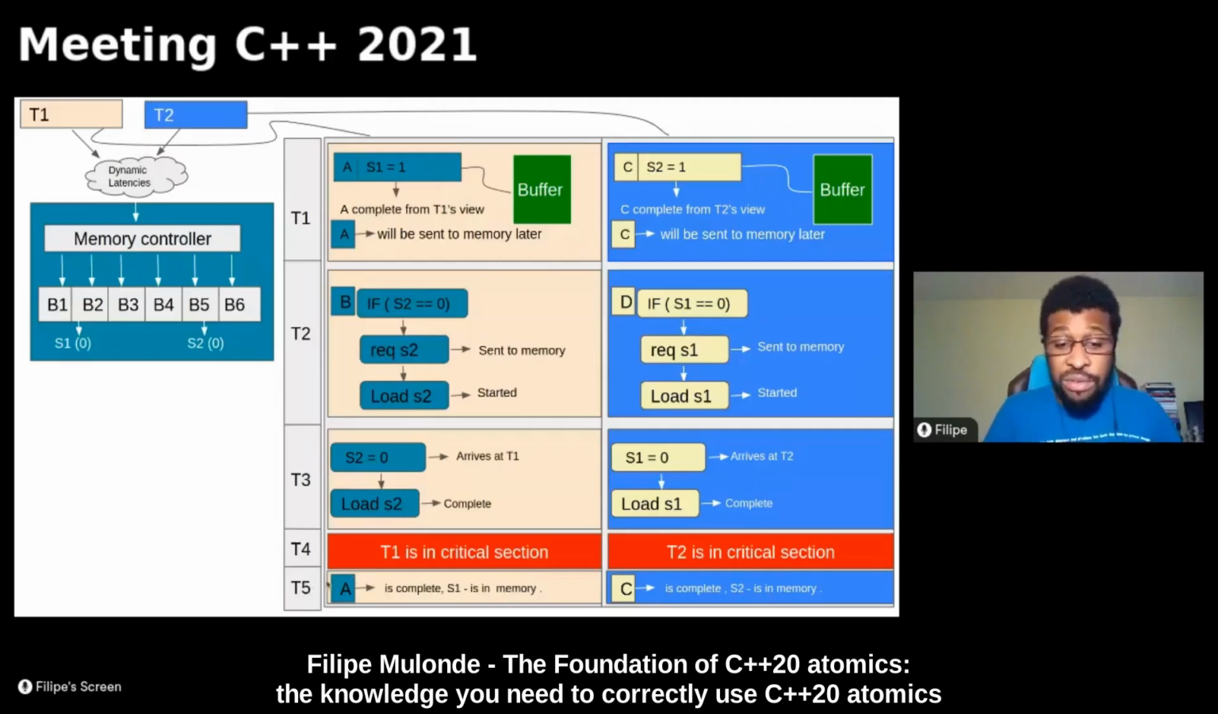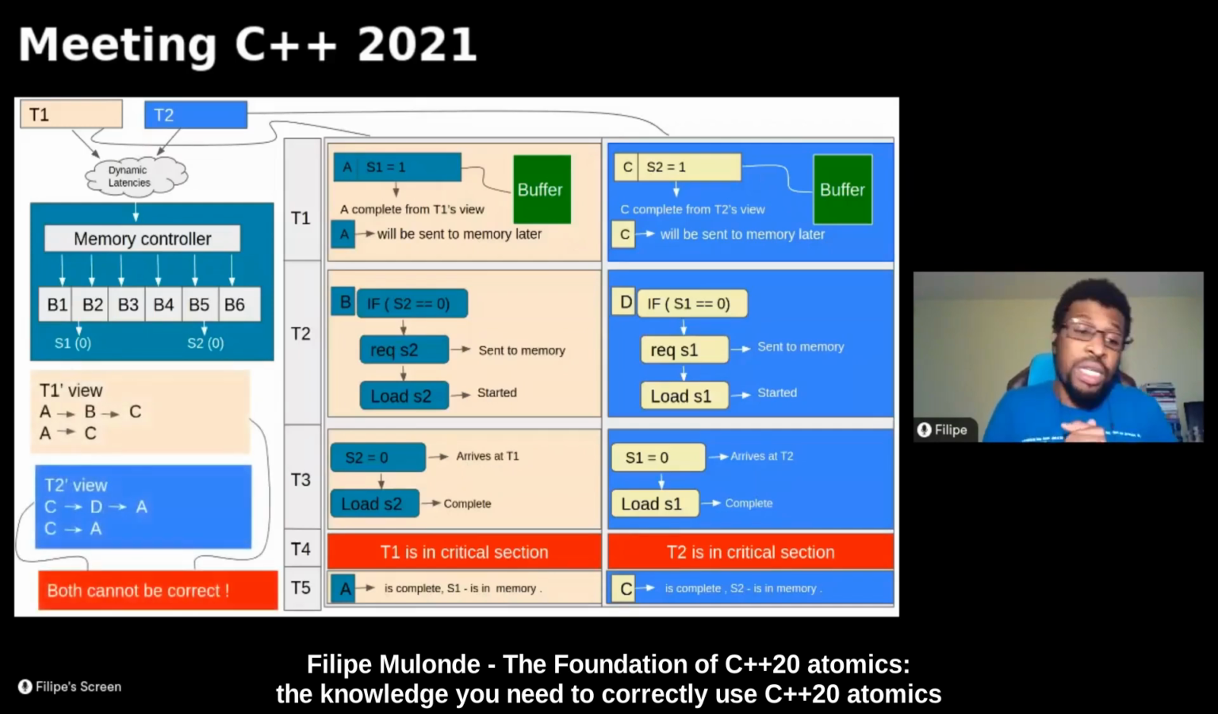So at time 5, instruction A completes. Thread 1 updates the global S1 directly, sent to memory. And instruction C also completes, and the variable S2 is in memory, but it's too late because the 2 threads are already in the critical section at the same time.